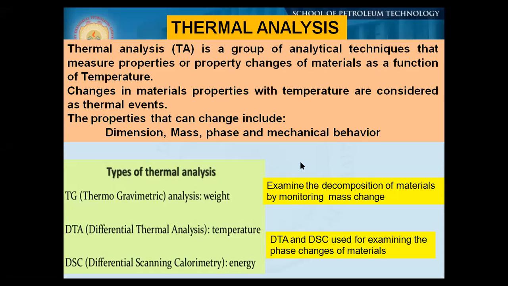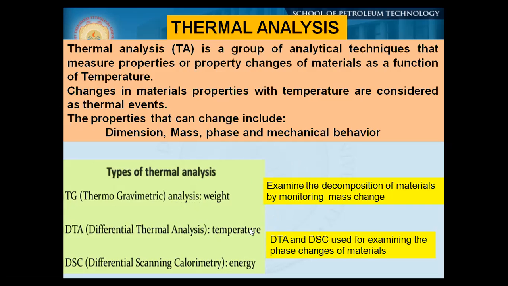Thermal analysis is a group of analytical techniques that measures properties or property changes of materials as a function of temperature. The properties that can change include the dimension of the material and the mass of the material. It can also change its phase from one phase to another, and it could change the mechanical behavior. In thermogravimetric analysis, it examines the decomposition of material by monitoring the mass change with temperature or maybe with time. Differential thermal analysis and differential scanning calorimetry examine the phase change of material by the input of heat into its structure.